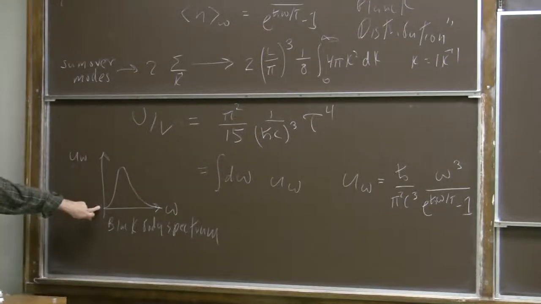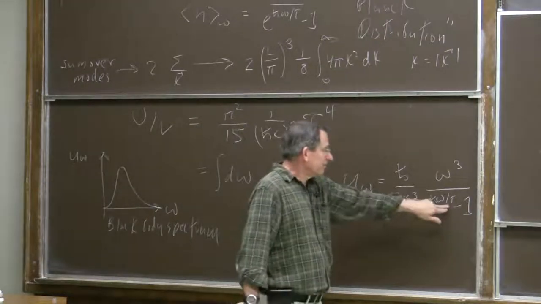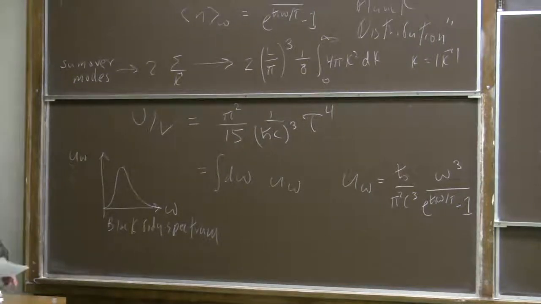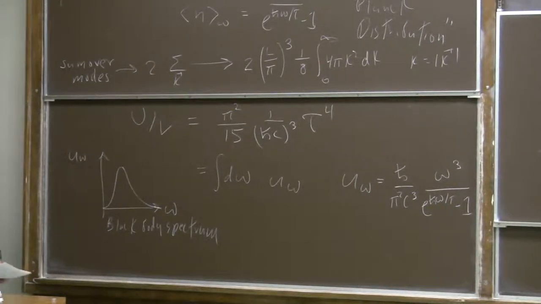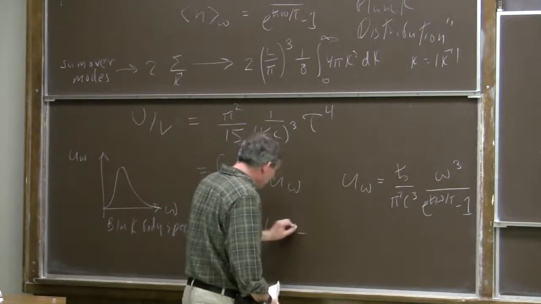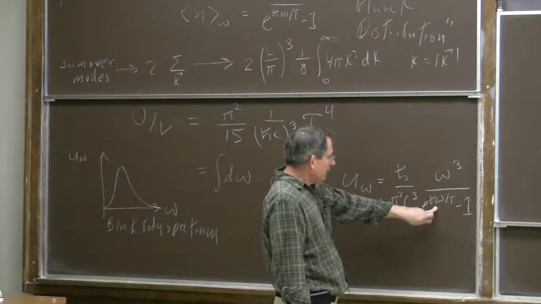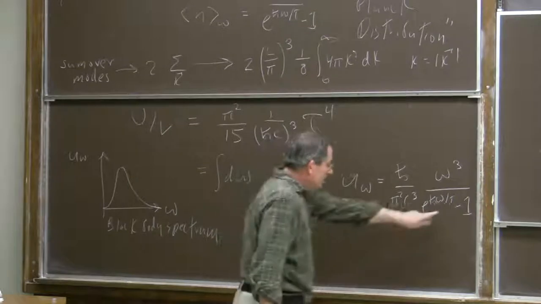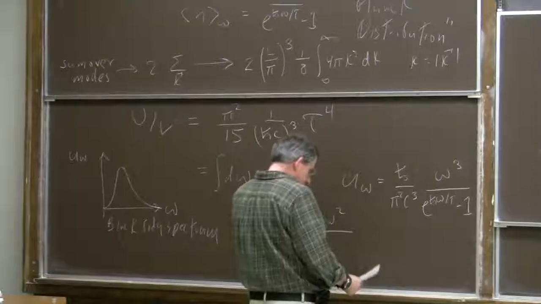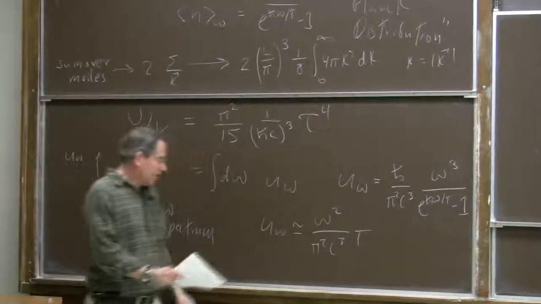In fact, for small omega, which also corresponds to the limit of high temperature, for fixed omega, if I expand for high temperature, I do the same power series expansion of the exponential in the denominator. For omega small, u omega goes like something that doesn't depend on h bar, because this becomes h bar omega over tau in the denominator, canceling the h bar in the numerator. And we just have omega squared over pi squared c cubed tau.